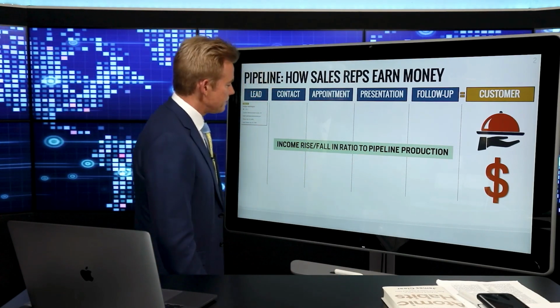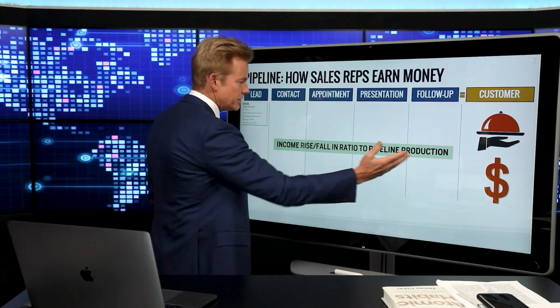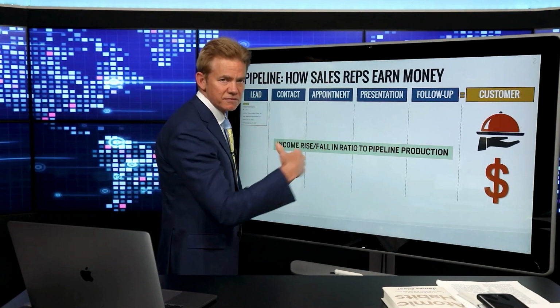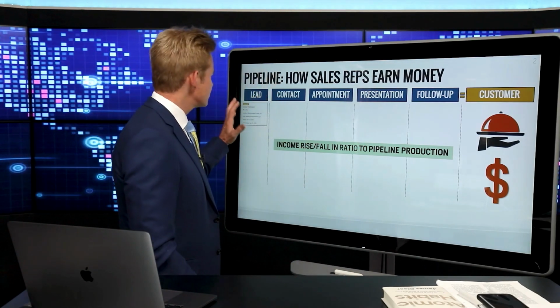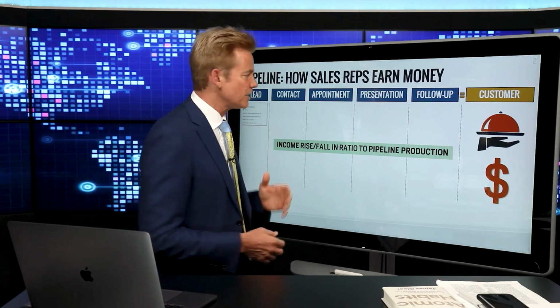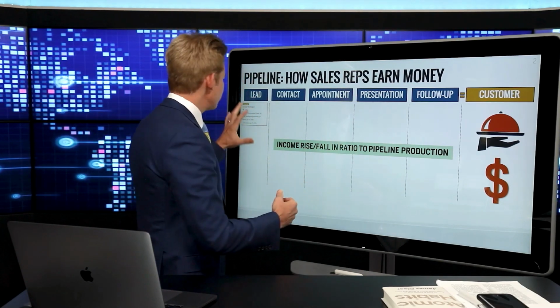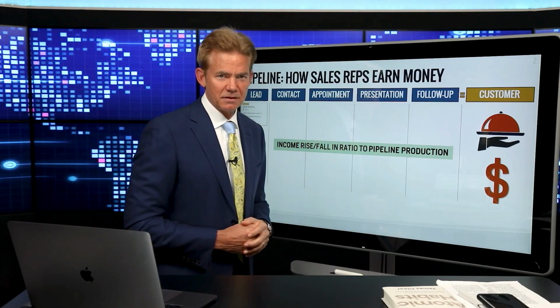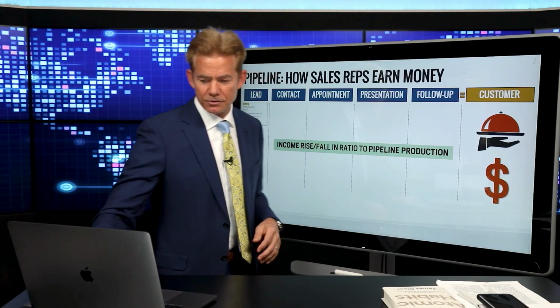And income rises and falls in ratio to the pipeline production. So if somebody's not able to hire the right person, what is it? Well, it's not generating enough leads and moving them across the pipeline. If they can't get a customer, well, why not? They're not putting enough leads in front of the house. Okay. So if it's a real estate agent, that's the process that they go through.